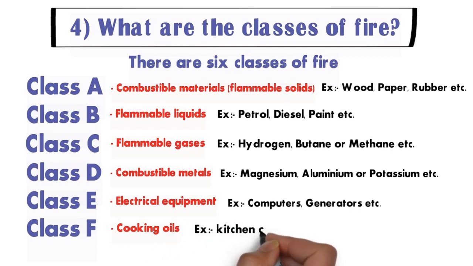Now, the last classification is your cooking oils, that is your kitchen oils and fats. This also, numerous times, has led to fire in our kitchen. And that is why it's advisable that in your kitchen, you have a fire extinguisher. When using your cooking oil and fat, you should not heat the oil to a temperature that it will bring out fire. It's very important that we know this and put this at the back of our minds.